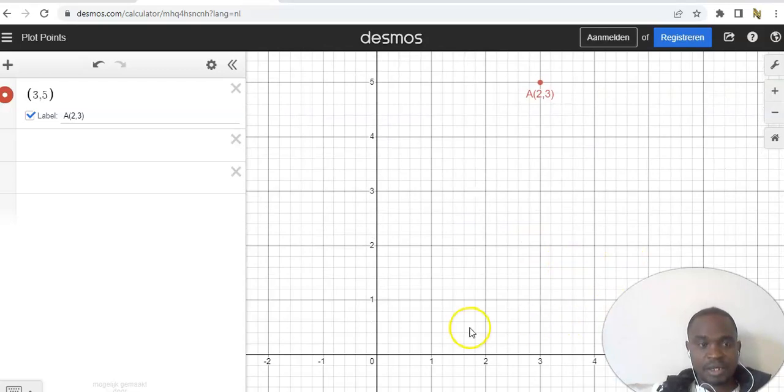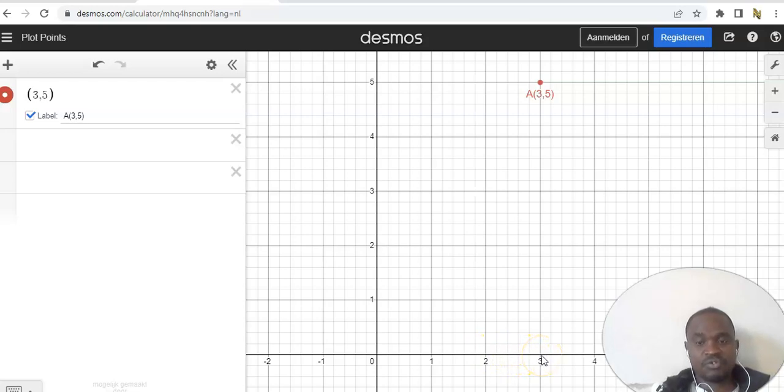You've seen 3 is the x, so it means 3 is what? Plus. So I'm going to move 3 to the right. Let me write it also here: (3, 5). So I'm supposed to move 3 to the right: 1, 2, 3.